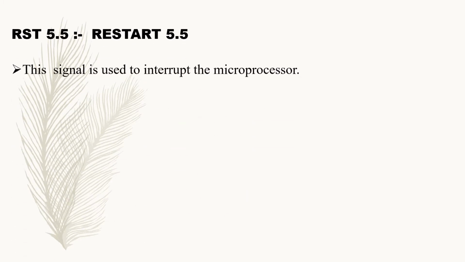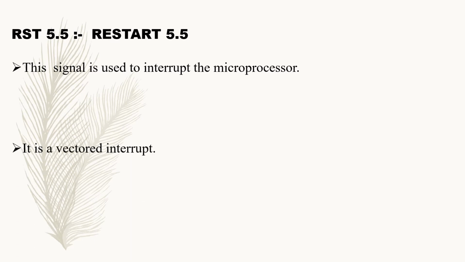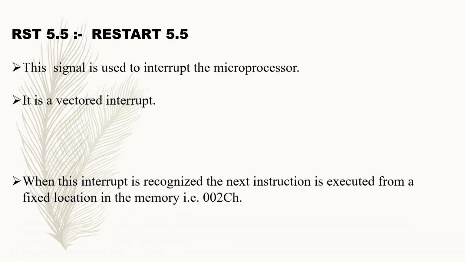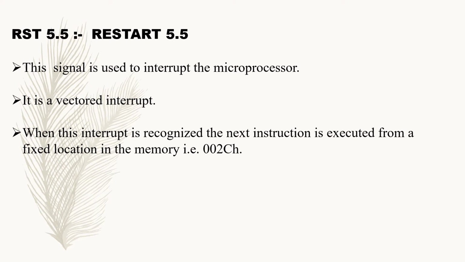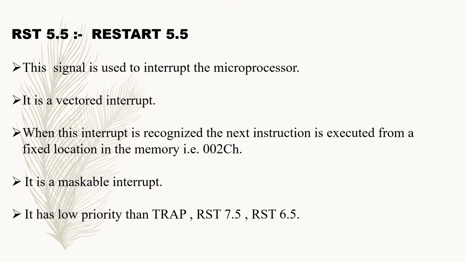RST 5.5. The signal is used to interrupt the microprocessor. It is again a vectored interrupt. Here it is executed from 002CH when the interrupt is recognized. Again it is a maskable interrupt. It has lower priority than TRAP, RST 7.5 and RST 6.5. So priority wise, first we give to TRAP, secondly comes RST 7.5, thirdly 6.5 and lastly 5.5. That is in the case of vectored interrupts.